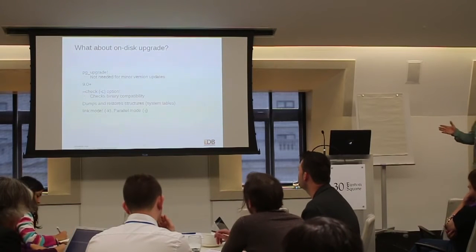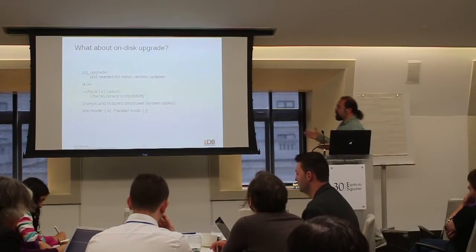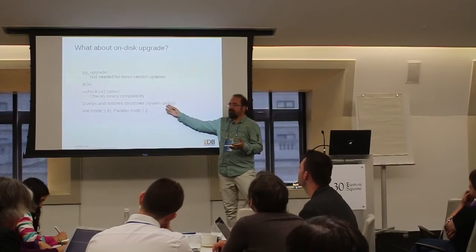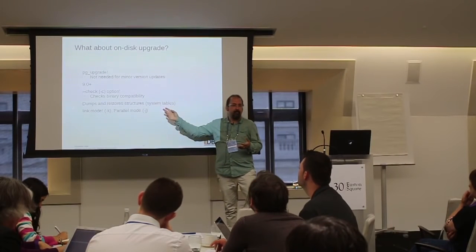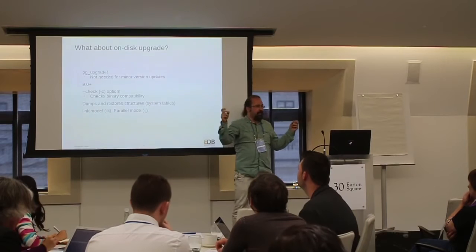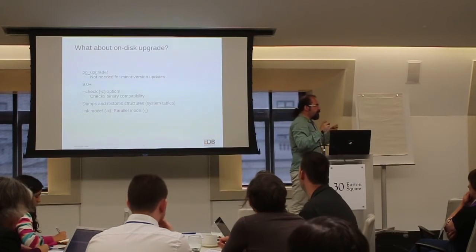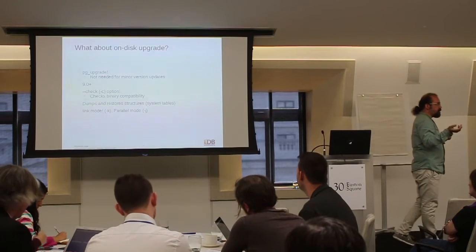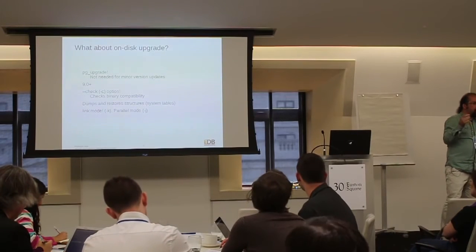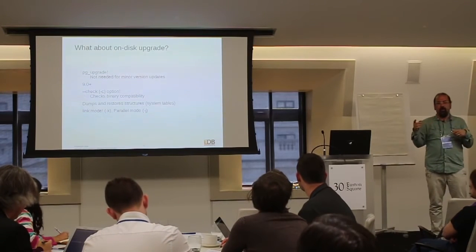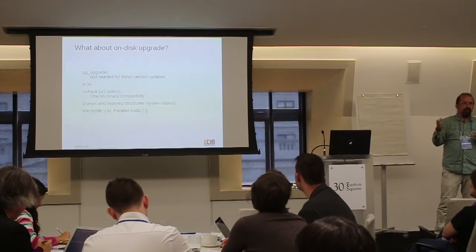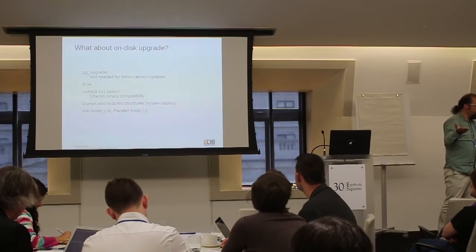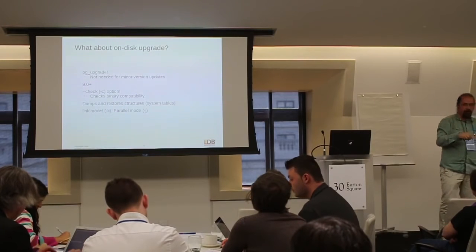After shutting down your database, it dumps and restores the structures, meaning the system tables. Under normal circumstances, the data files should be the same, but the system tables should be different between the major versions. Okay? I mean, we try to avoid any changes in the data files for now. We are trying to avoid this. This is what is written in the manual of pg_upgrade.